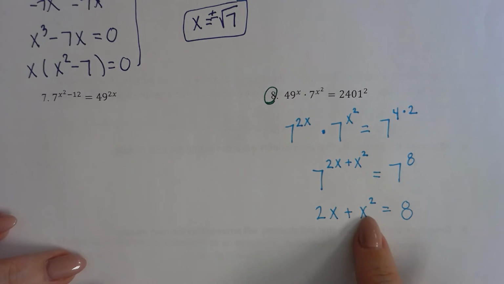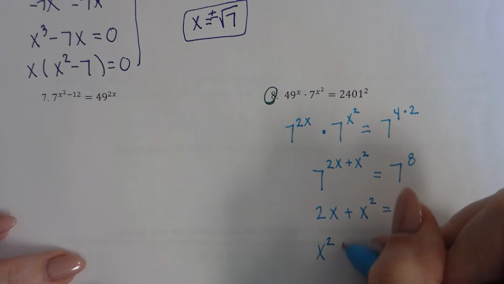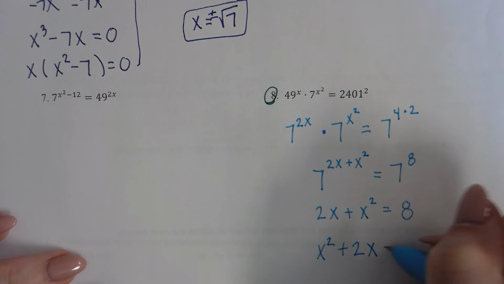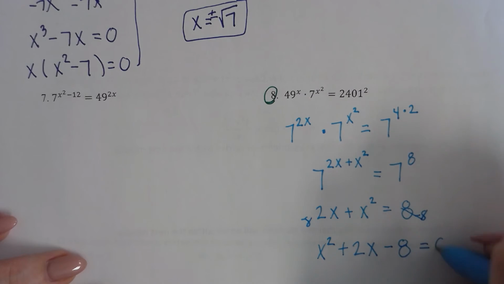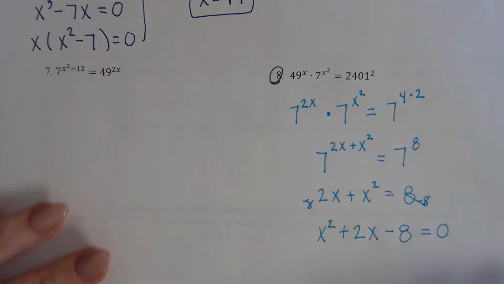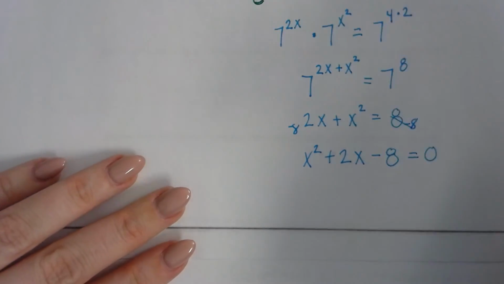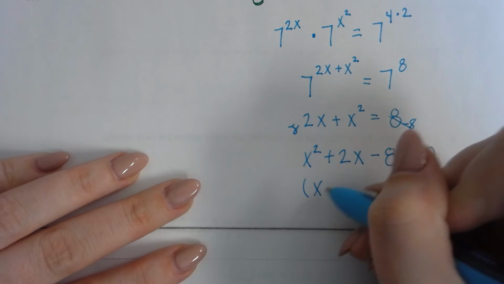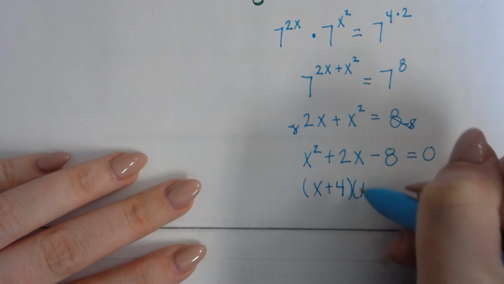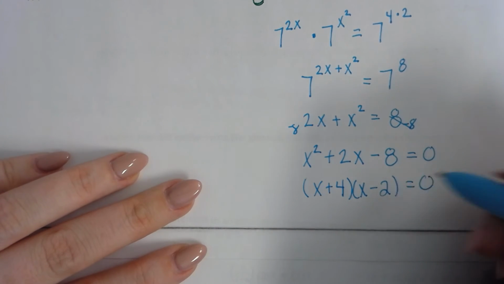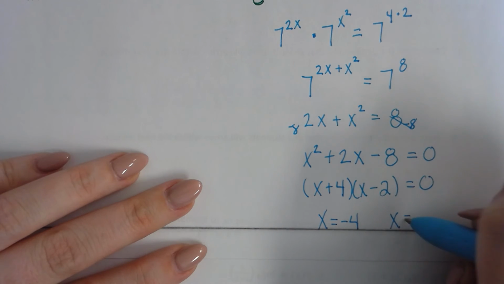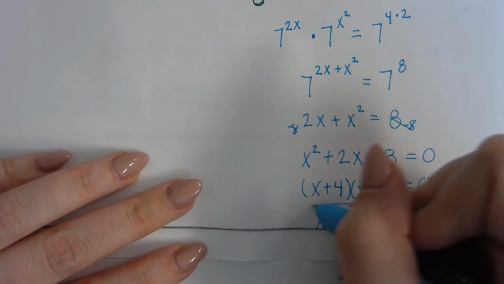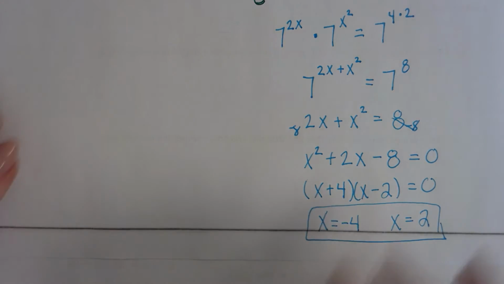Now we just need to solve. Because I have an x squared, we're going to have to factor. So subtract the 8 to the other side. So x squared plus 2x minus 8, right, because I subtracted the 8 to both sides, equals 0. We're going to have to factor. So what multiplies to negative 8 and adds to 2? That would be positive 4 and negative 2. If I set this equal to 0, I get negative 4. If I set this equal to 0, I get 2. Those are my 2 answers.